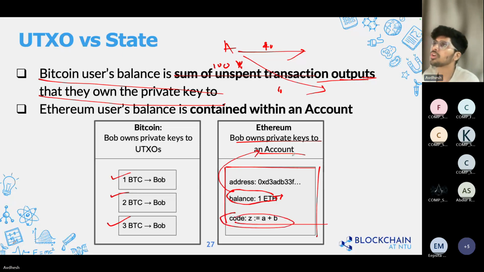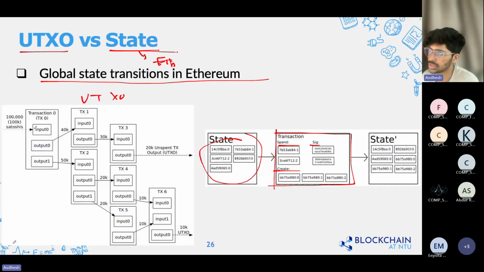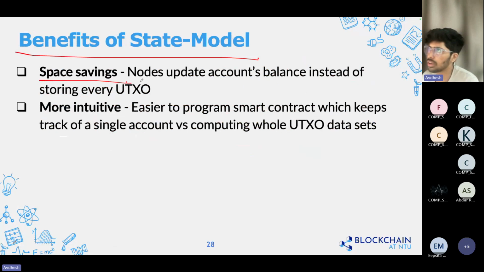So the benefits of a state model are space saving, obviously. If you are using two transactions to indicate that one has been sent to your friend and one has been sent to yourself, and you merge them into one, you'll obviously save a lot of space. And the second one is that it's more intuitive, in the sense that it's easier to program smart contracts, which keep track of a single account versus computing the whole UTXO data set.